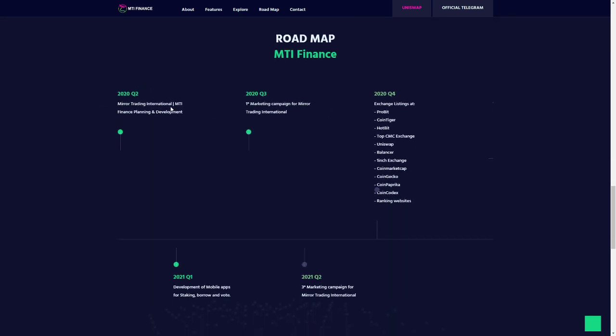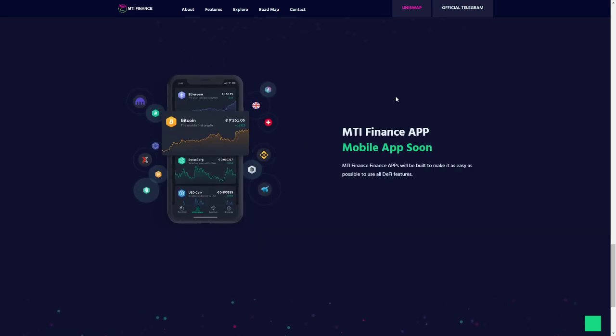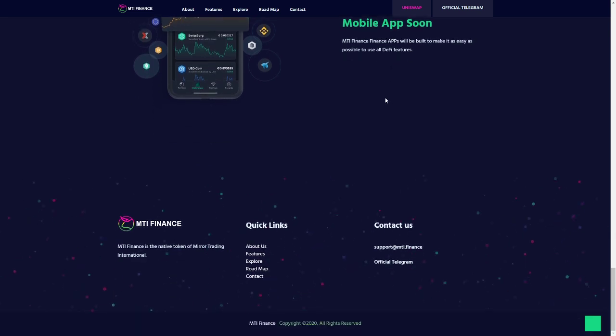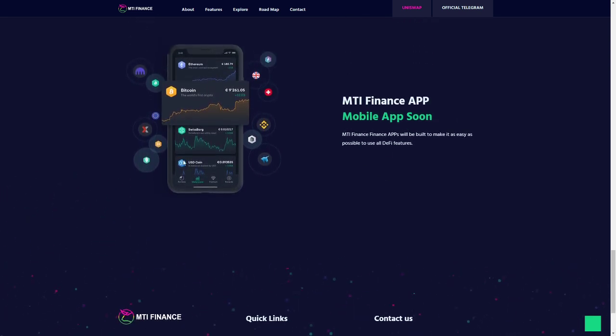So 2020, quarter 2: Mirror Trading International, finance planning, development, marketing campaign. Quarter 3, it's now. Quarter 4, exchange listings. Then 2021 and beyond, quarter 1: development of mobile apps for staking, borrow and vote. Then quarter 2 and 3: marketing campaign for Mirror Trading International. And mobile apps coming soon, which is also very important, because they have a very amazing design here also.